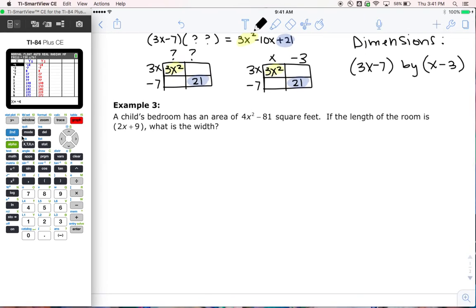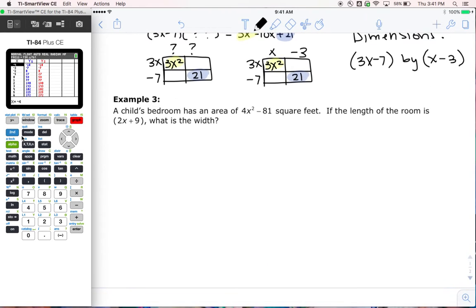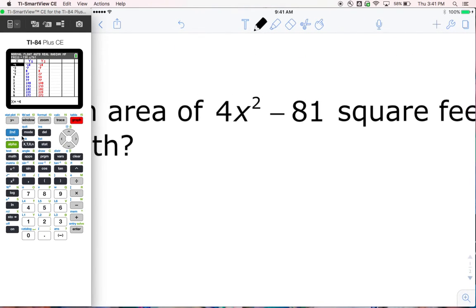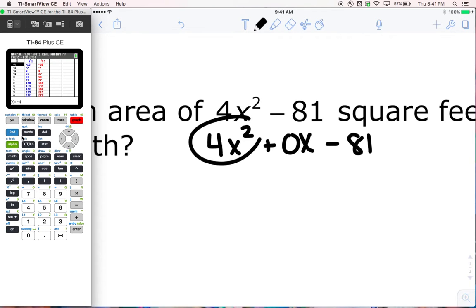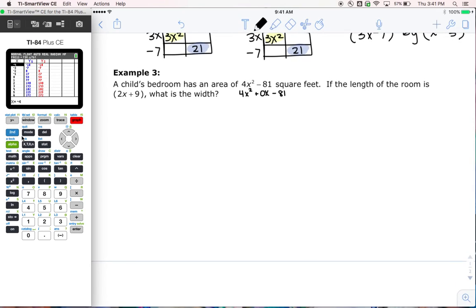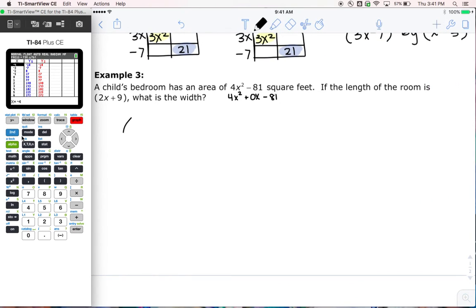All right, finally, a child's bedroom has an area of 4x squared minus 81 square feet. If the length of the room is 2x plus 9, what is the width? Really quickly, y'all, do we remember that 4x squared minus 81 must have a 0x in the middle? So this is our A and this is our C, right? Let's make sure that we know that. All right, it tells us that the length of the room is 2x plus 9. It says, what is the width? And it gives us the full area has 4x squared minus 81.